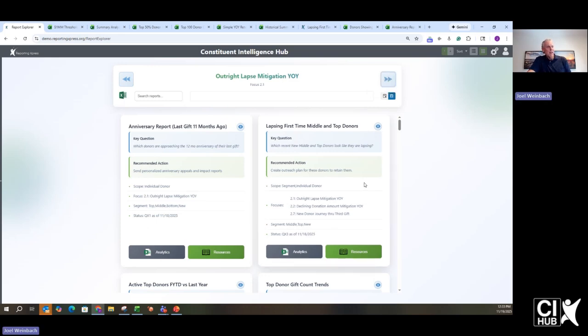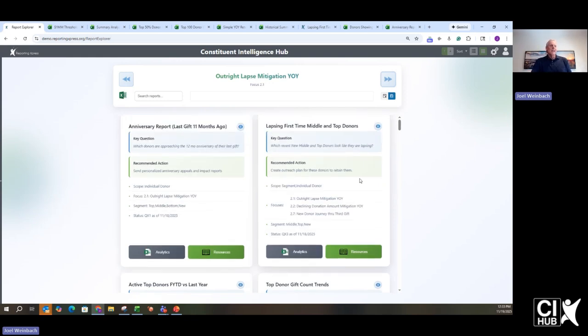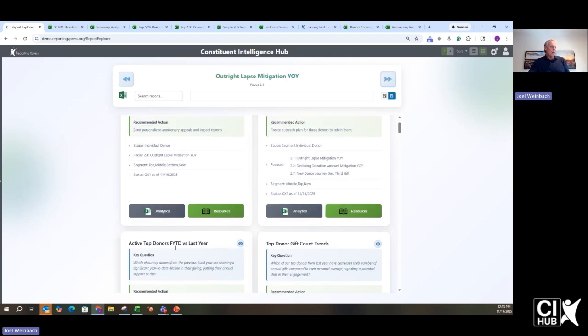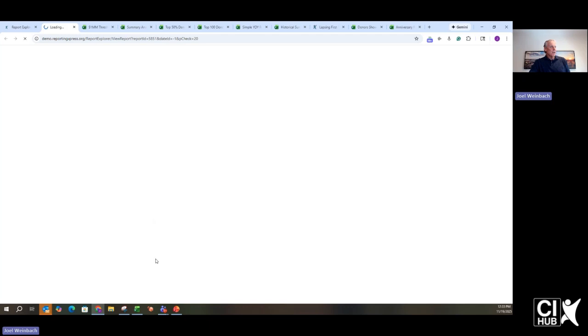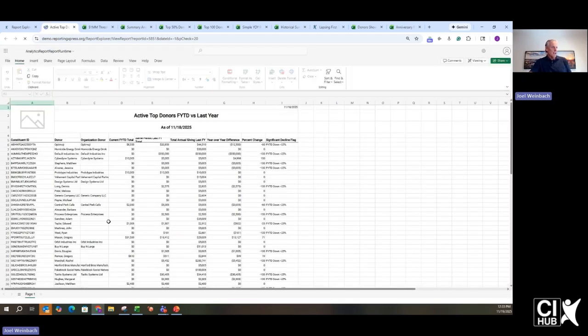There's a whole section of analytics on lapse mitigation. So we're looking for things like time between gifts extending, number of gifts per year decreasing. That's these gift count trends. This one looks at active top donors this year versus last year. So these are your most important donors for this organization, at least.